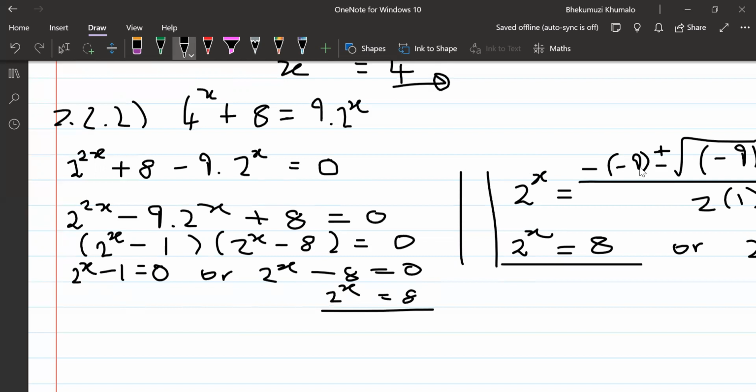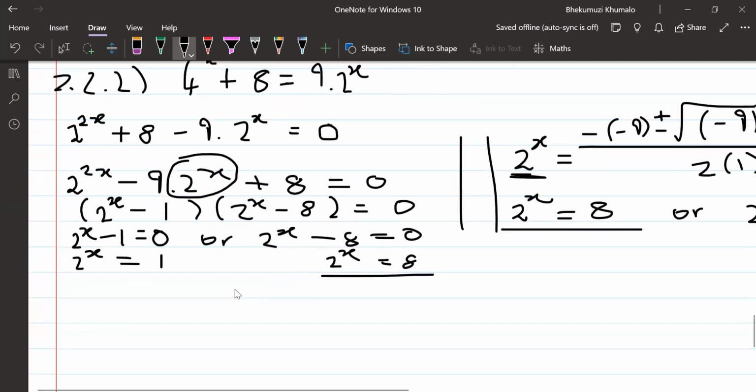So even if you use the quadratic formula, you just take the 2^x and the 2 to the 2x as variables, okay? And then what you actually get, what this quadratic formula is actually equal to, is just 2^x, like that, okay? So as you can see, we got 2^x is equal to 8, and in this case, then you have 2^x is equal to 1. But now you're not done, because you're trying to solve for x, right?